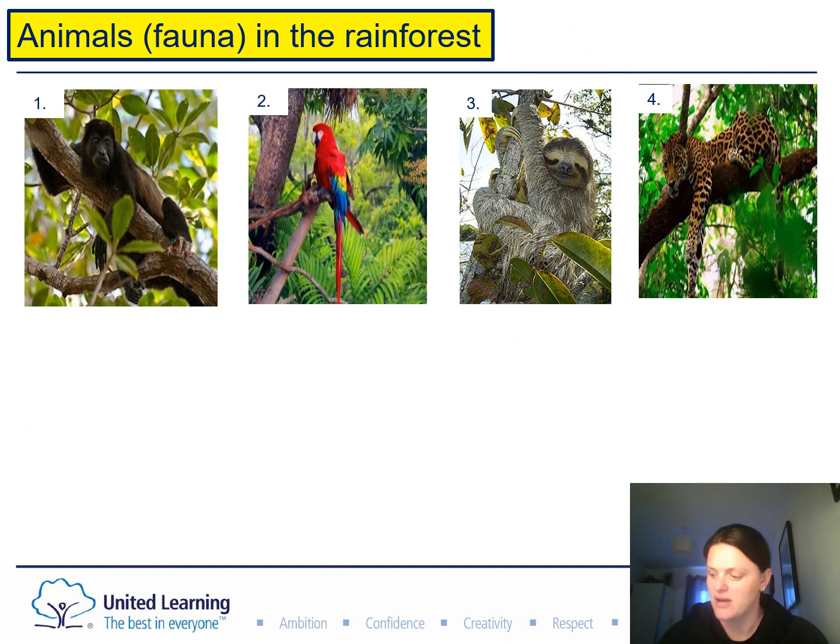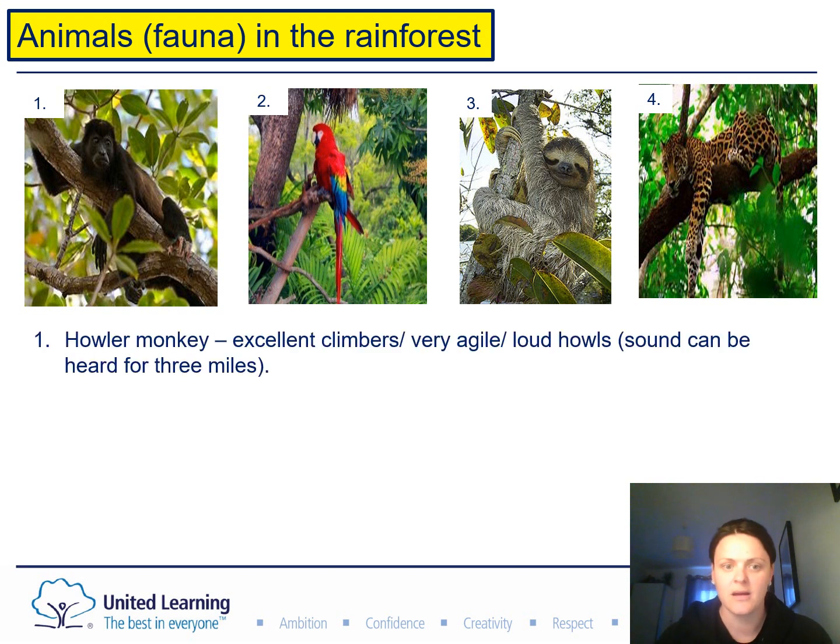Okay, so here we go. So we've got lots of animals here, the fauna. So we've looked at some flora, the vines and the trees. So here are the fauna. Now, we've all seen these animals before, but each of these animals have adapted to live in a tropical rainforest. So we've got the first one there. Let's have a look. It's a howler monkey.